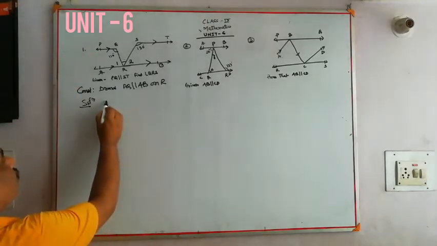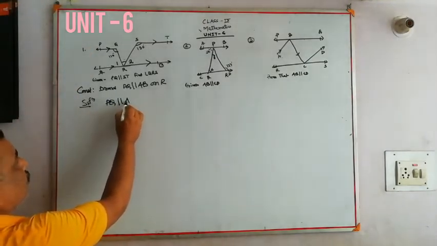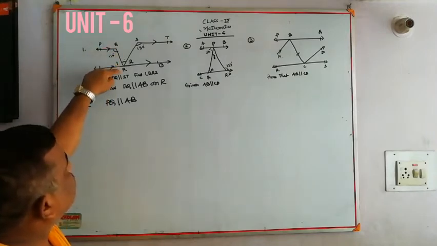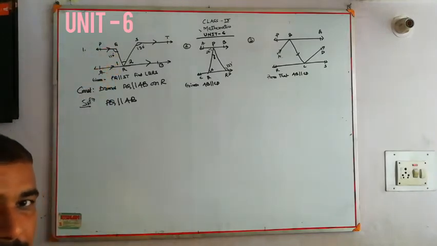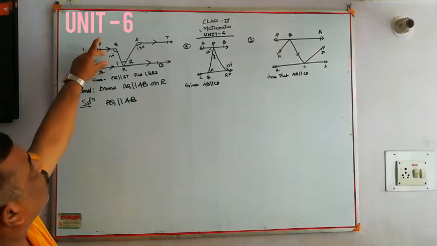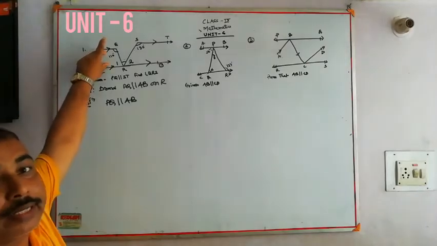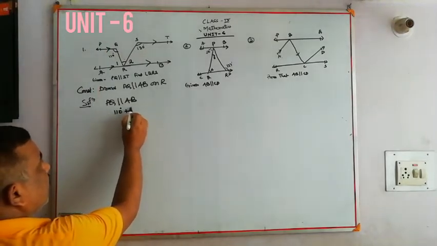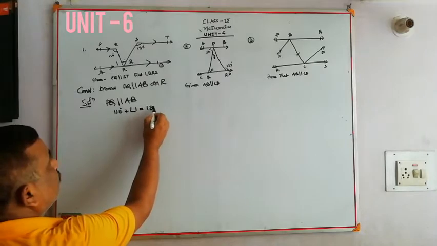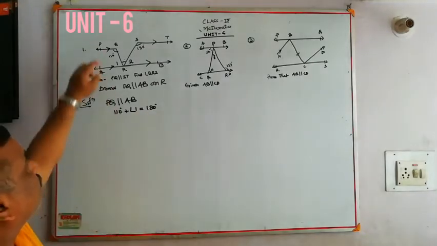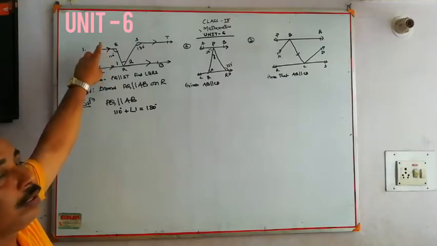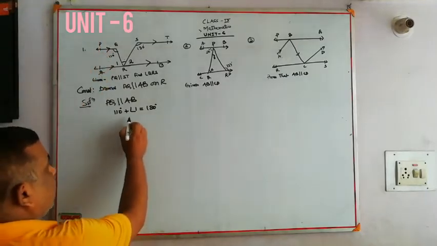PQ is parallel to AB. PQ and AB are the parallel lines. Therefore, QR is the transversal line. And you know that the sum of co-interior angles will be what? 180 degrees. Then you write 110 degrees plus angle 1 is equal to 180 degrees. Why? Because these lines are parallel, the sum of co-interior angles will be 180 degrees. Then find angle 1.